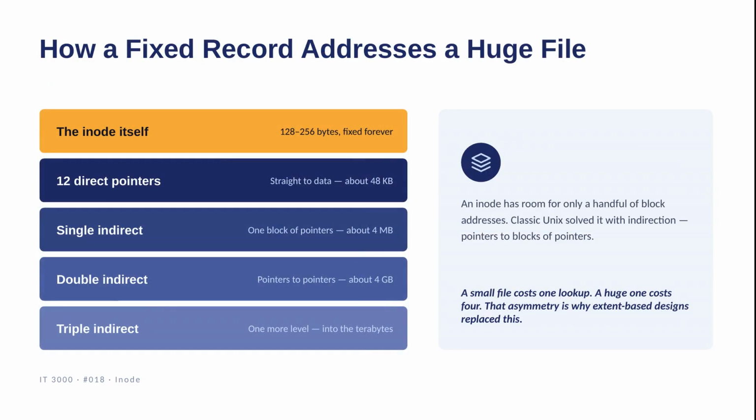Here's the trick. The inode holds 12 direct pointers, enough to address a small file, about 48 kilobytes, in a single hop. When files grow larger, one slot is repurposed to point at a whole block of pointers, then another at pointers to pointers, and a third at yet one more level. 4 tiers reaching from kilobytes into terabytes, all from the same fixed record. Small files stay fast, huge files pay a few extra lookups. That asymmetry is elegant, and eventually it's exactly why extent-based designs took over.